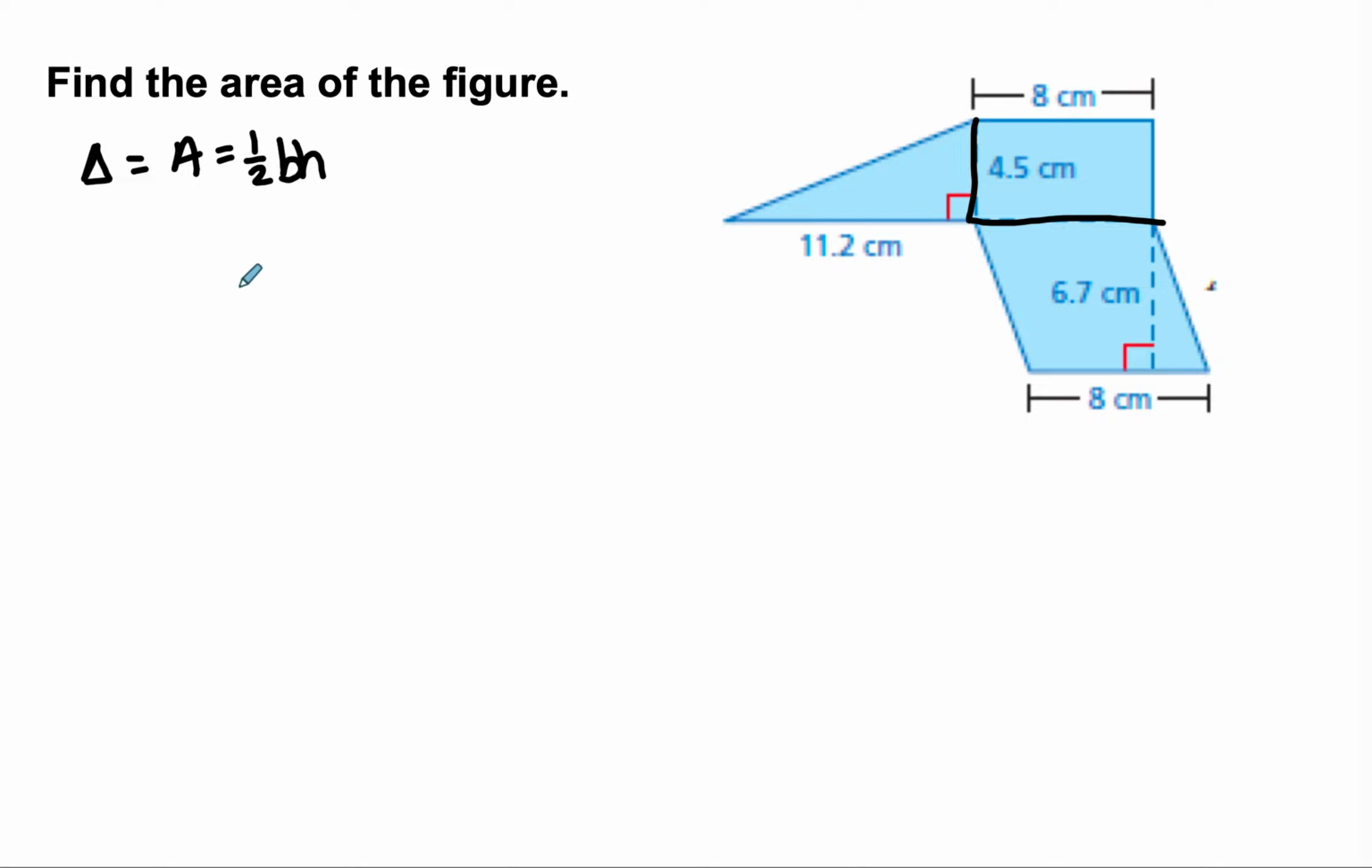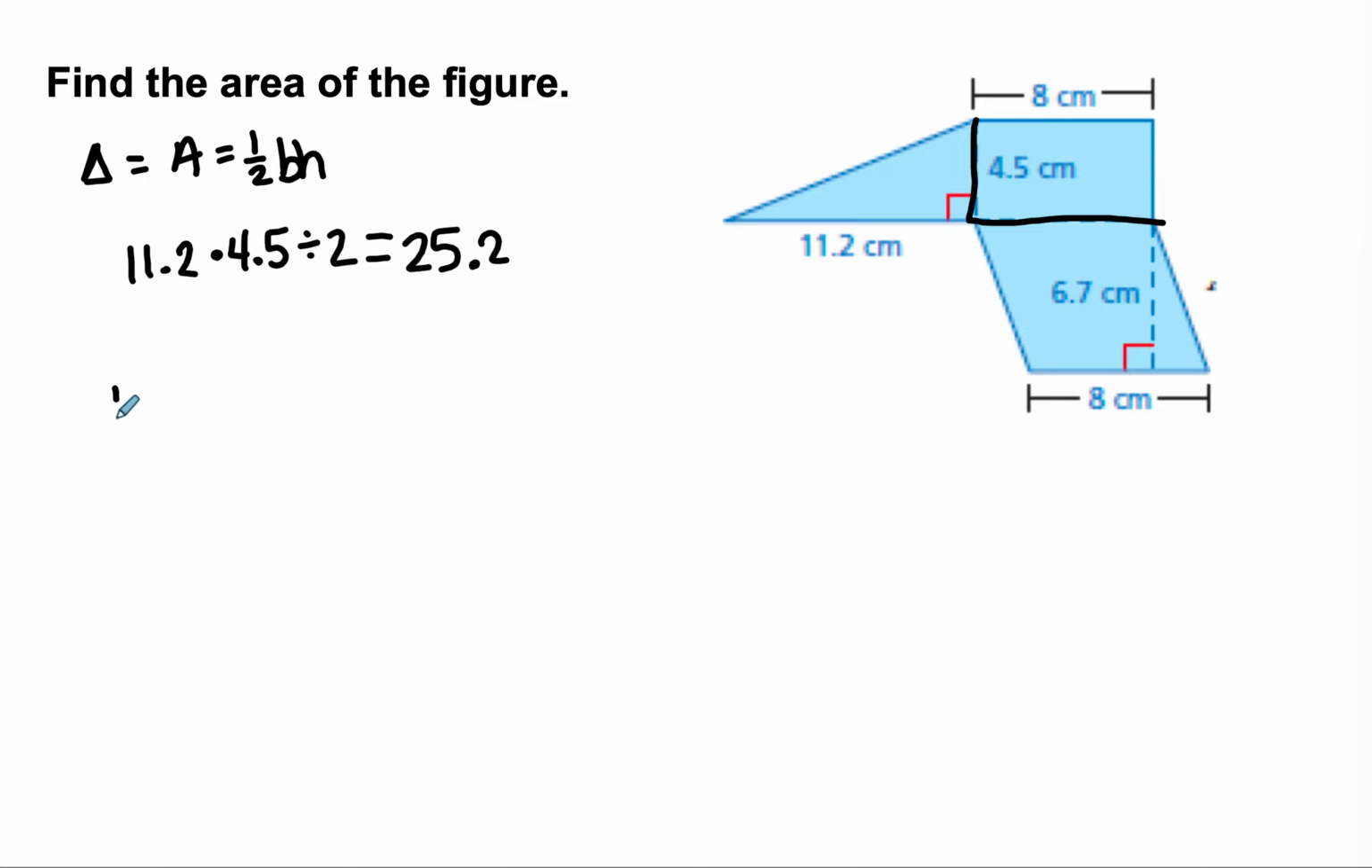So 11.2 and 4.5, those are the numbers I need. 11.2 times 4.5 divided by 2 because it's a triangle. Okay, so 11.2 times 4.5 divided by 2 gives me 25.2.